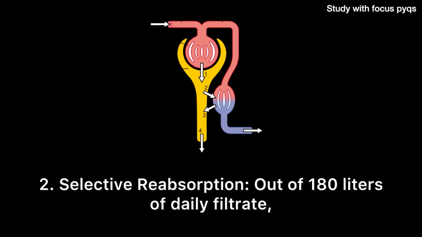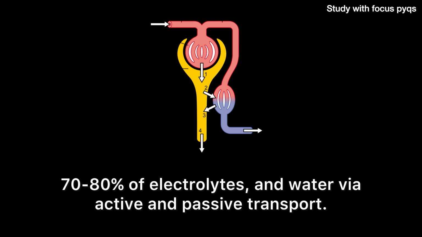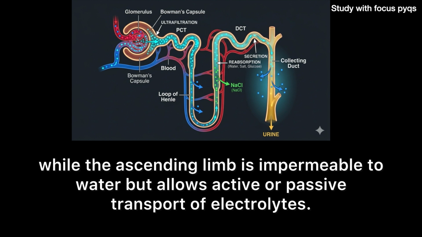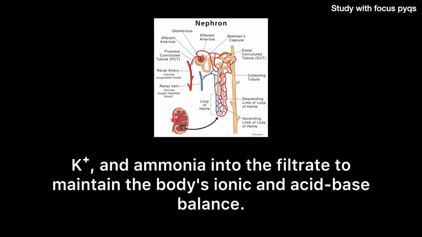2. Selective reabsorption. Out of 180 liters of daily filtrate, 99% is reabsorbed. The PCT reabsorbs nearly all essential nutrients, 70 to 80% of electrolytes, and water via active and passive transport. The descending limb of Henle's loop is permeable to water, but impermeable to electrolytes, while the ascending limb is impermeable to water, but allows active or passive transport of electrolytes. 3. Tubular secretion. Cells in the PCT and DCT actively secrete ions like H+, K+, and ammonia into the filtrate to maintain the body's ionic and acid-base balance.